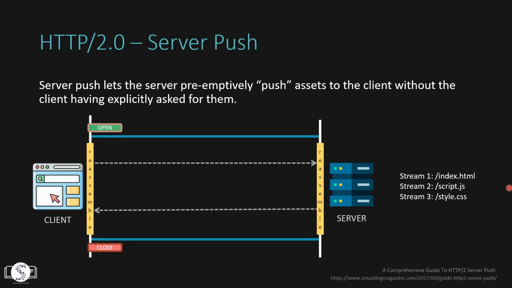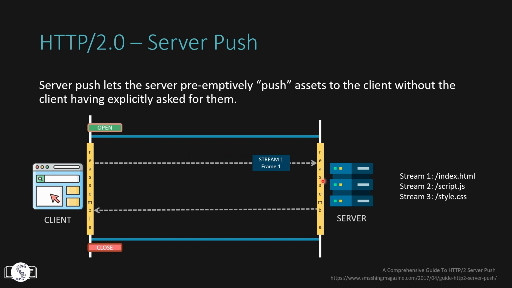Since HTTP2 enables multiple concurrent responses to a client's initial GET request, a server can send resources along with the requested HTML page, providing the resources before the client asks for them. This process is called server push.